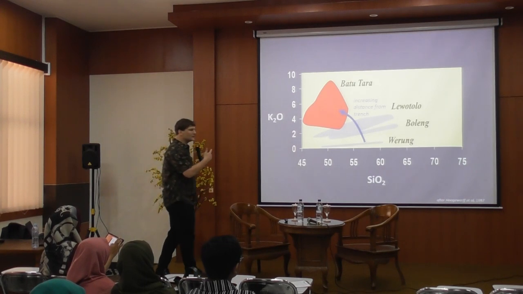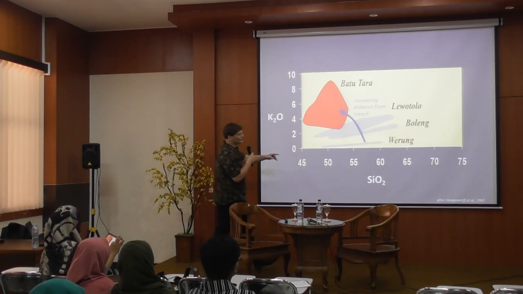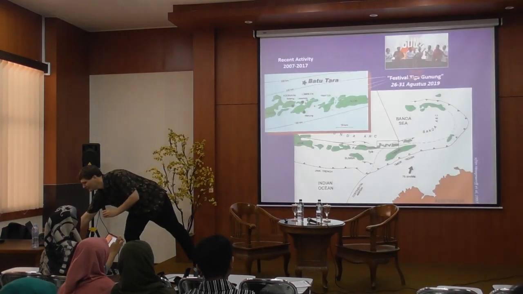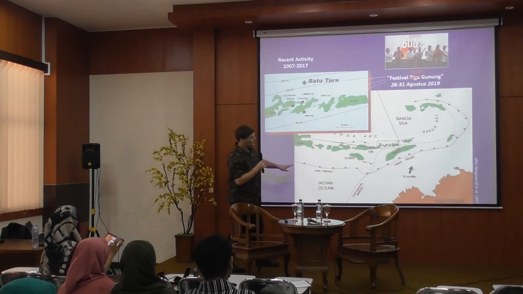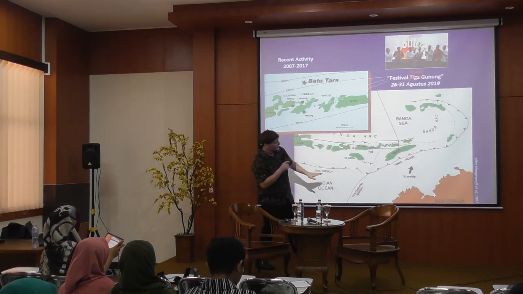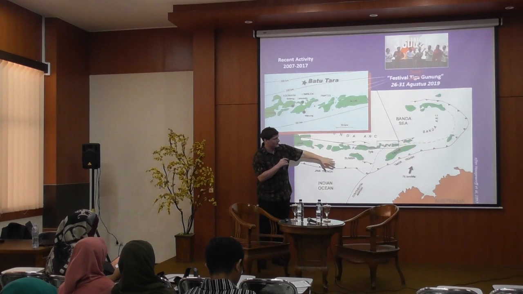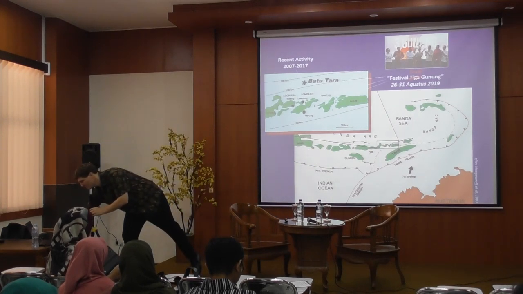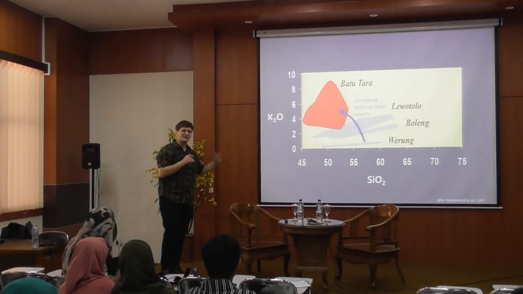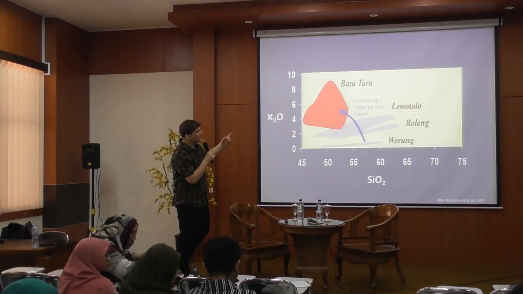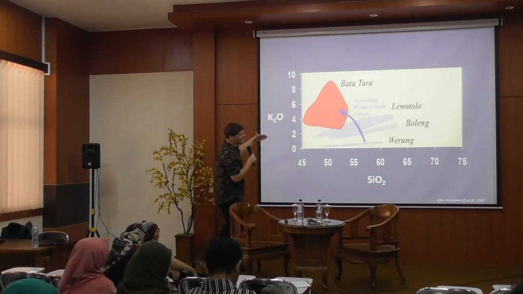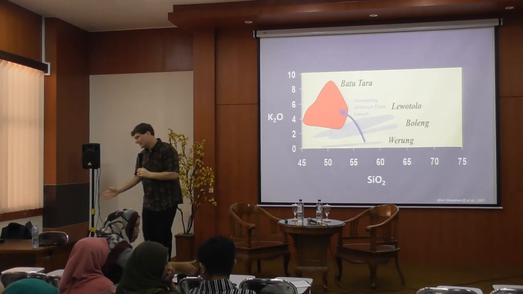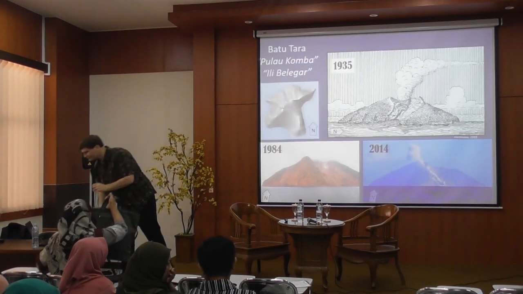This is a classic relationship that we see with an arc. Remember there's a subduction zone here, where the Indian Ocean and Australia are trying to subduct beneath this trench. As you get further away from that trench, the potassium content of magmas increases in a cross-arc relationship. It's seen in a lot of different arcs. Batutara is kind of an extreme case where it's ultra-potassic, as they call it. It's really high potassium, so it's kind of a weird volcano.